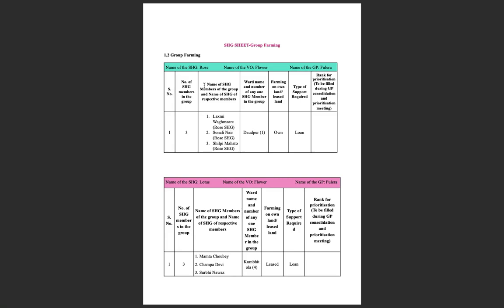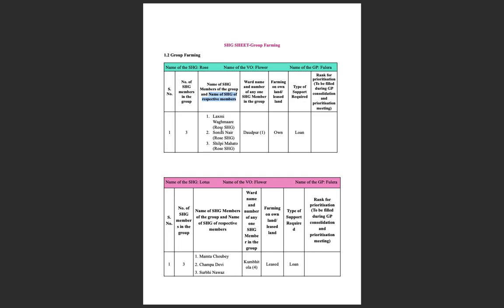What has to be kept in mind is that the name of SHG member, which is Lakshmi Wagmare, Sonali Nair, Shilpi Mahato, has to be written, and the name of SHG to which these members belong has to be also written, because there can be scenarios when these 3 members might not belong to the same SHG and they might also want to do the group farming with somebody who is not from their own SHG. In that case, it will be easy at the VO level consolidation to strike off the names that are coming as a repetition.